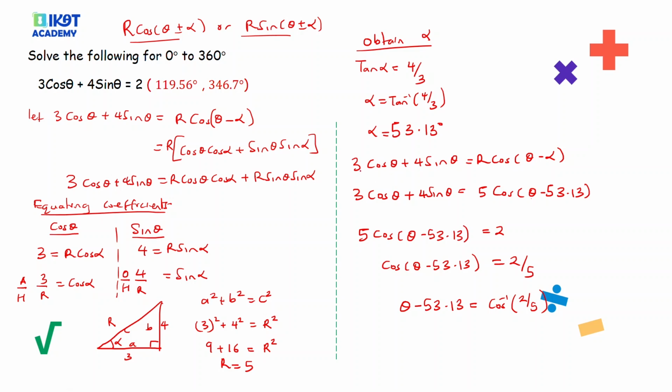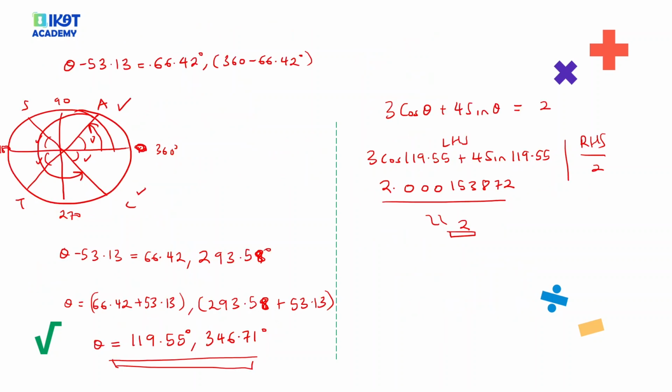Then after that we substitute it back, so we say 3 cos theta plus 4 sin theta is equal to 5 cos theta minus this. And since this is equal to this, we can now equate this to 2. Then we can solve for theta, and our value of theta is going to be 66.42, but we get the other values from these quadrants. Yeah, and this is how we solved this.